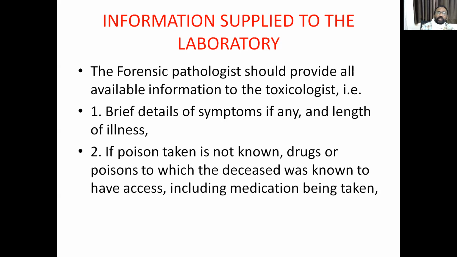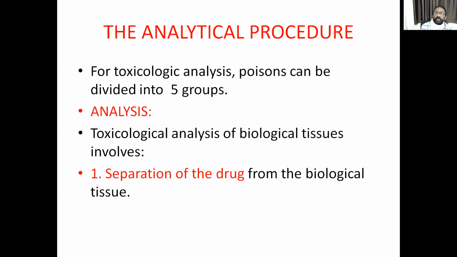Along with those biological samples, information also should be sent. What is the information? You should collect the preliminary history of the patient. What is the poison detected? You should collect the information from his relatives or from the case sheet supplied by the hospital. All this information should be supplied to the forensic science laboratory.